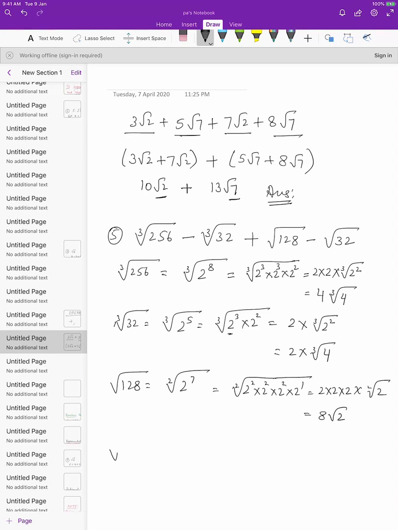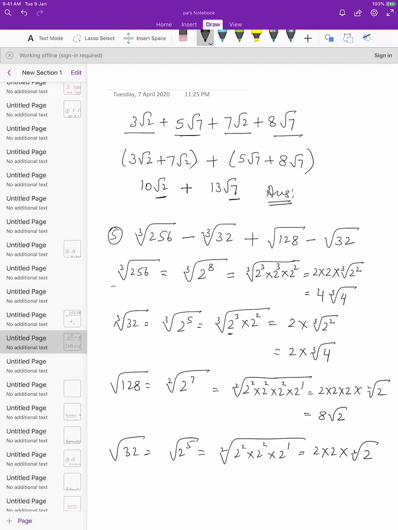Then we have square root of 32, which is square root of 2 raised to the power 5, that is equal to 2 square into 2 square into 2 raised to the power 1, which is equal to 2 into 2 into square root of 2. So we have written down the simplified forms of all these numbers. So what do we get?